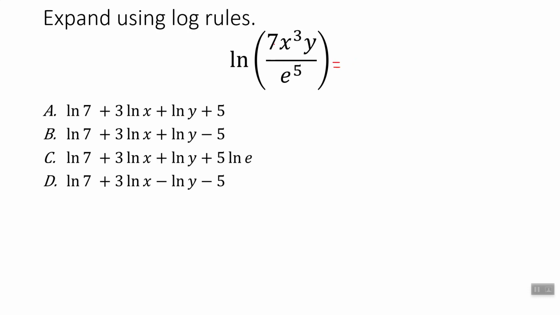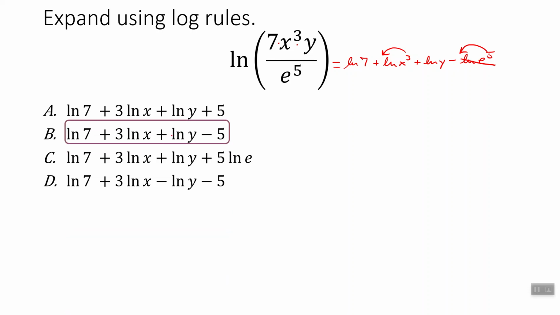All right, so I would say, okay, we're multiplying on top, so we're going to multiply all those. We're dividing by the bottom, so we're going to subtract that one. So this is going to be the natural log of 7 plus the natural log of x to the third plus the natural log of y minus the natural log of e to the fifth. The 3 can come out front. The 5 can come out front. The natural log of e is going to cancel. And the answer that we're going to get looks like it's going to be minus 5. So it looks like it's going to be option B. There it is. Yep.